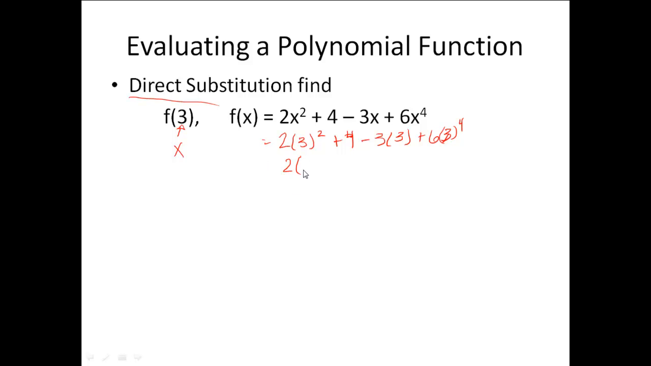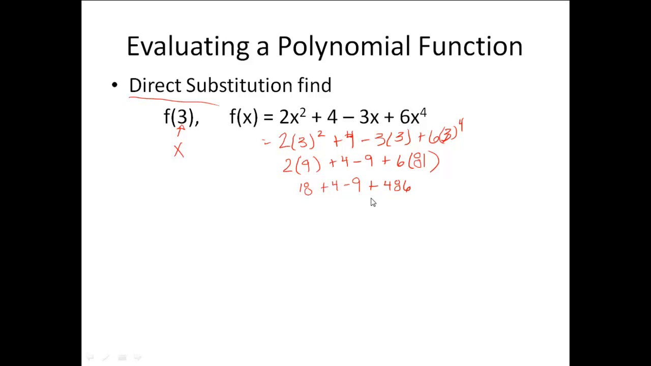So we would have 2 times 9 plus 4 minus 9 plus 6 times 3 raised to the 4th is 81. So 6 times 81. And then we can go ahead and do the multiplication. So 2 times 9 is 18 plus 4 minus the 9. Take that 81 times the 6. And we get 486.